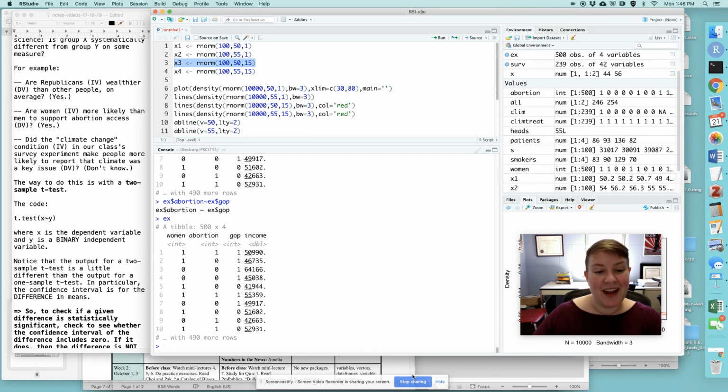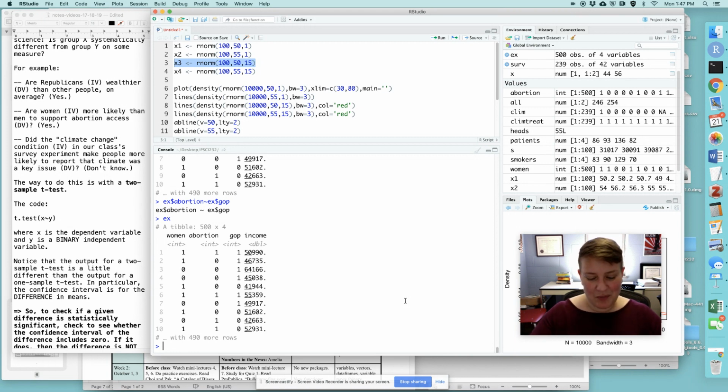And so I made a little, again, this is sort of a toy example that I made up. I have 3 binary variables. Women, which means do they identify as a woman? Abortion, meaning do they support legal abortion access? GOP, meaning are they members of the Republican Party? And yearly income. So it's made up data, although it does hew somewhat to average values in an American sample. But mostly this is going to be for our purposes in testing.